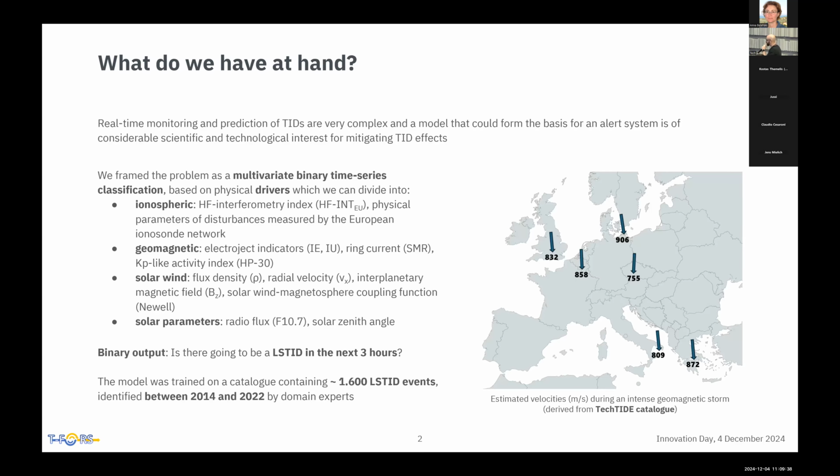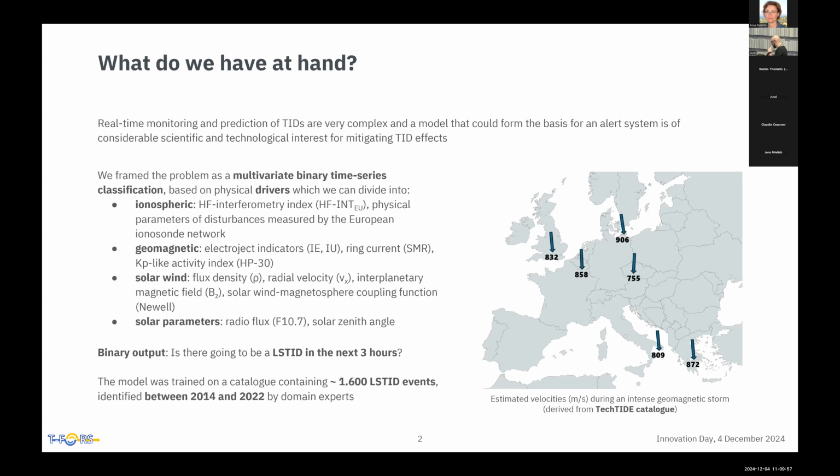This is what we used as features. As input of our model, we use ionospheric data, geomagnetic data, solar wind, and solar parameters like solar flux and solar zenith angle. For the ionospheric data, as Anna said, we rely basically on HF data, so HF interferometry.